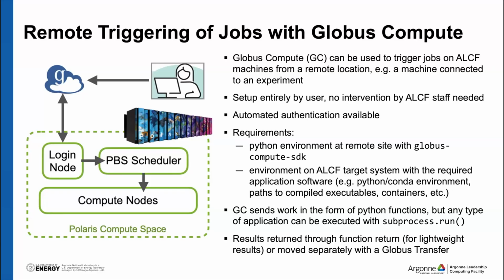One thing to note is Globus Compute sends the work in the form of Python functions. However, that doesn't mean you can't run a compiled executable or a container. It's very simple to write a Python function that can wrap around such an application. And results can be returned either through the function return if they're very lightweight, if they're just a simple string or a small Python object, or you can move files written to disk on Eagle, the file system connected to Polaris, separately with a Globus transfer. And we'll talk about how you can maybe connect those two.